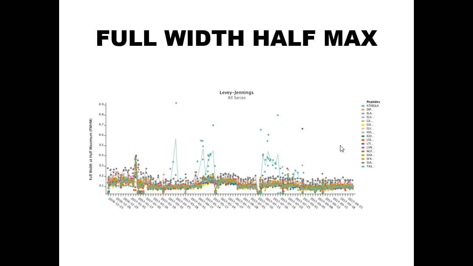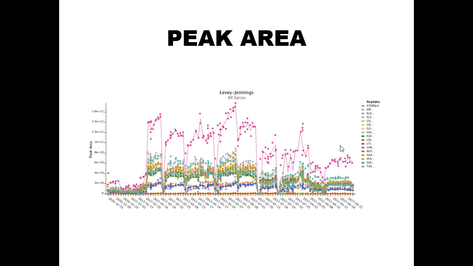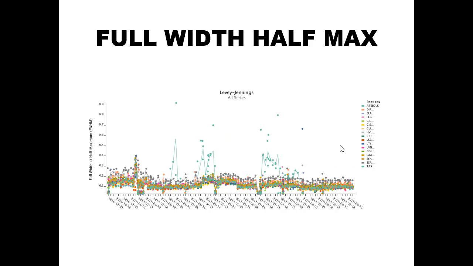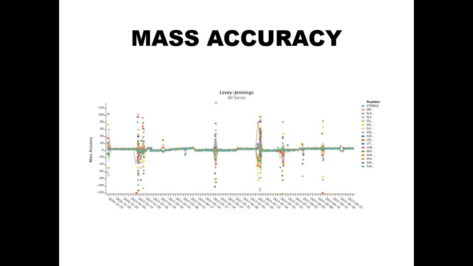Full width half max is a measure related to peak area as well. Typically the peak area and the full width half max might be related. Here, I don't see anything indicating any particular instrument performance issues. It's a little variable, but it's pretty hard to tell because it's small values to begin with.